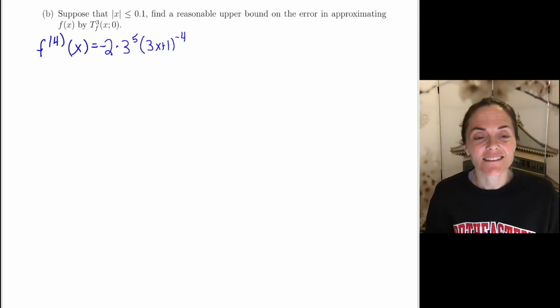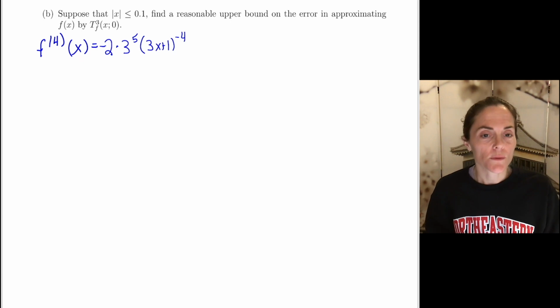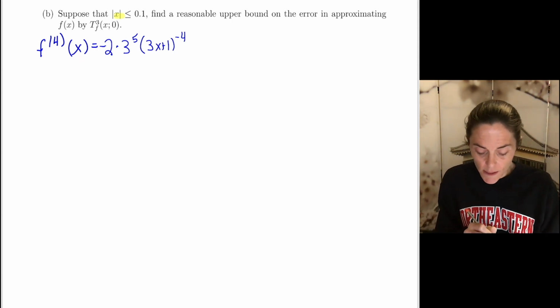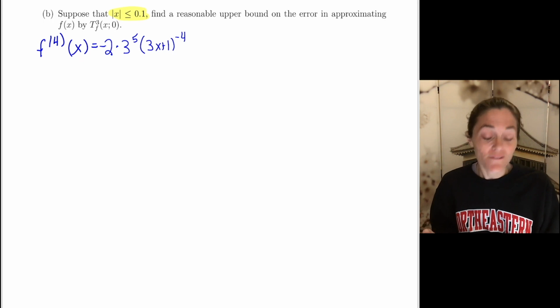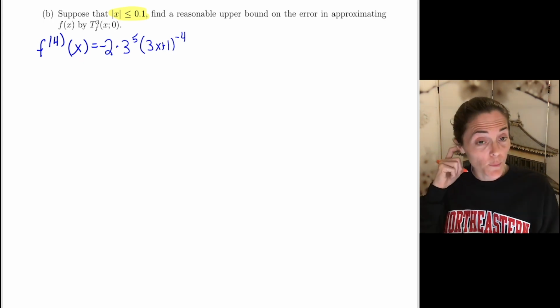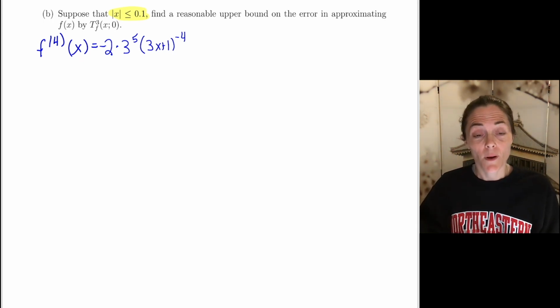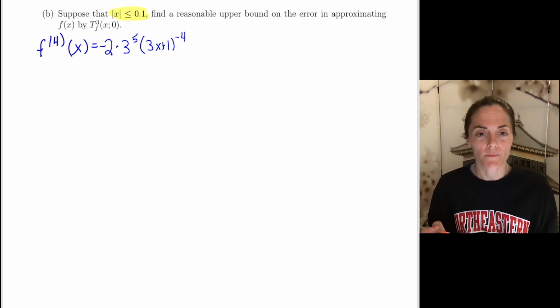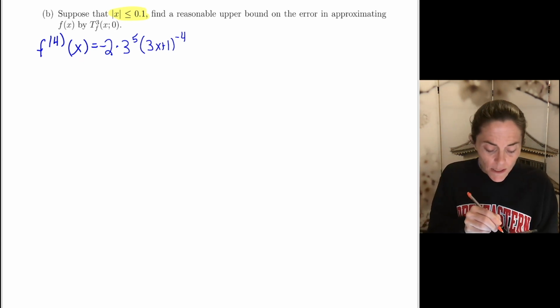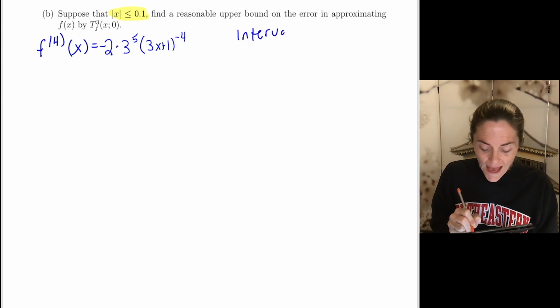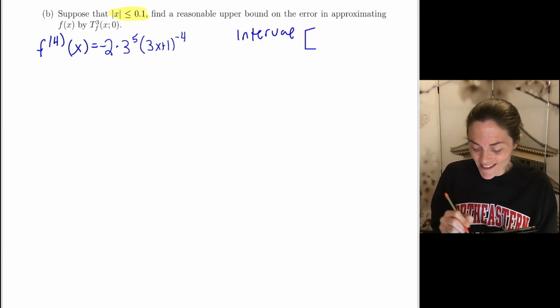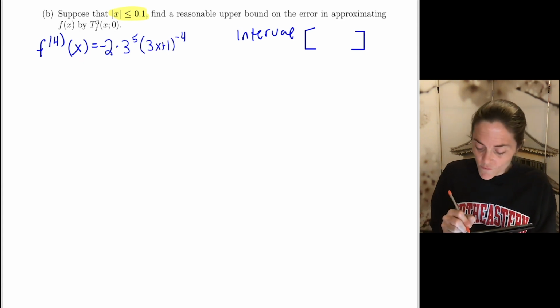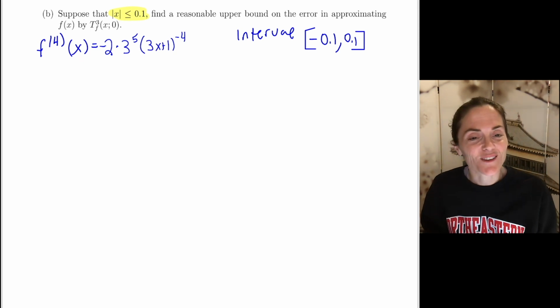Now for letter B, we suppose absolute value of x is less than or equal to 0.1. And we want to find a reasonable upper bound on the error in approximating the function using this Taylor polynomial that we calculated in the first part of the problem. So maybe let me just write the interval, because this is important. The interval here, if absolute value of x is less than or equal to 0.1, the closed interval goes from minus 0.1 to 0.1. Okay, this is my interval.